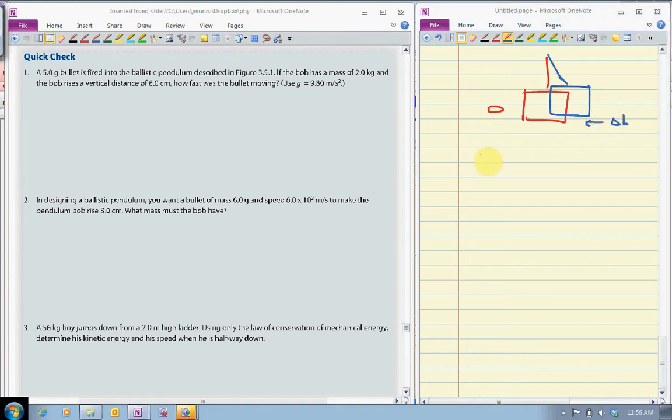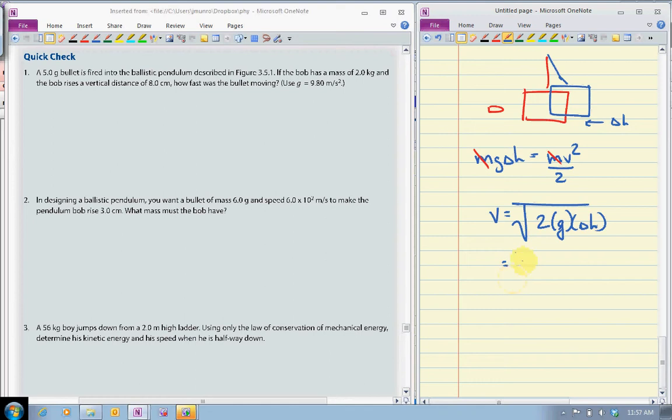I know that the potential energy is converted into kinetic energy. So mg delta H is equal to mv squared over 2. We can cancel out the masses because they appear twice. And we can use this to figure out what the velocity is. Velocity is going to equal the square root of 2 times g times delta H.